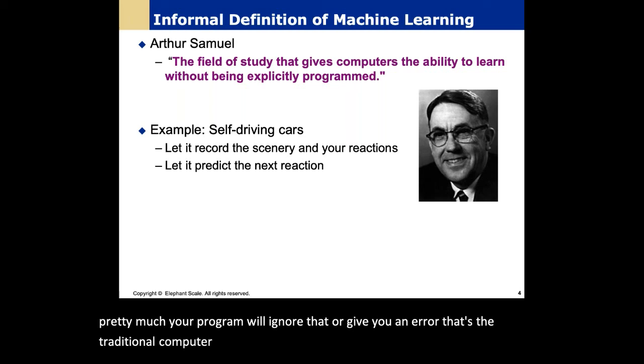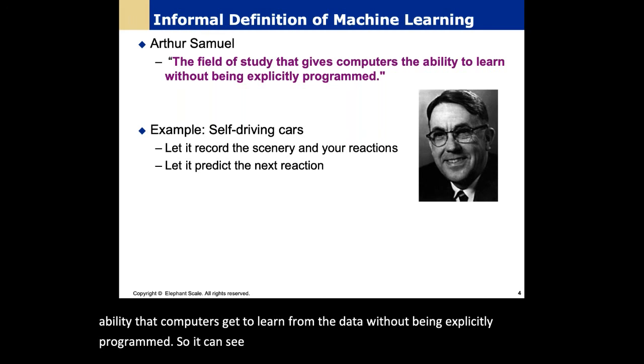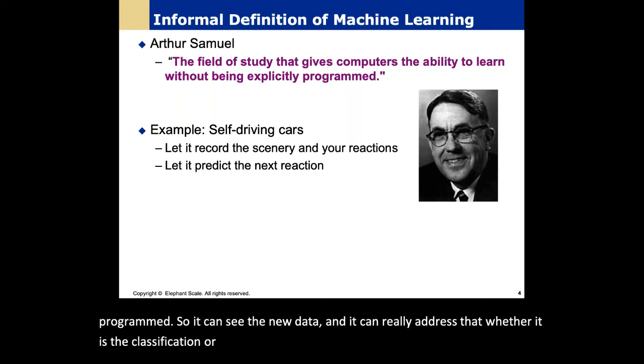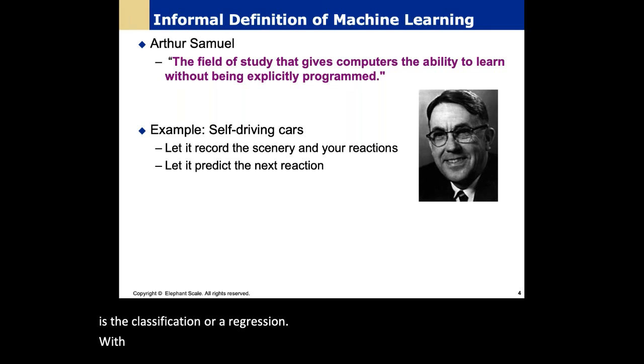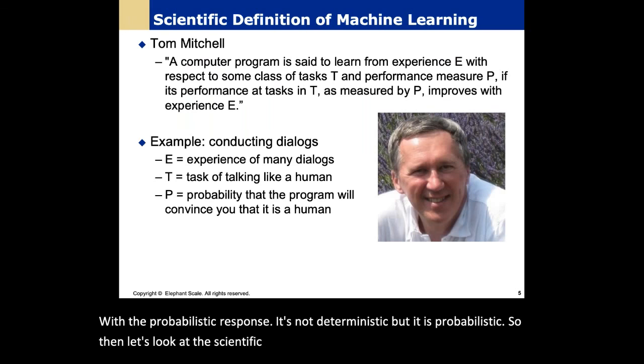But when it comes to machine learning, it's the ability that computers get to learn from the data without being explicitly programmed. So it can see the new data and it can really address that, whether it is a classification or a regression, with a probabilistic response. It's not deterministic, but it is probabilistic.